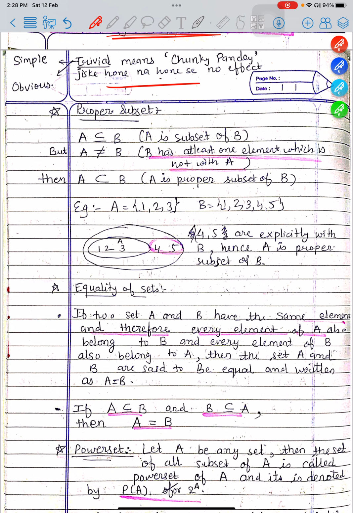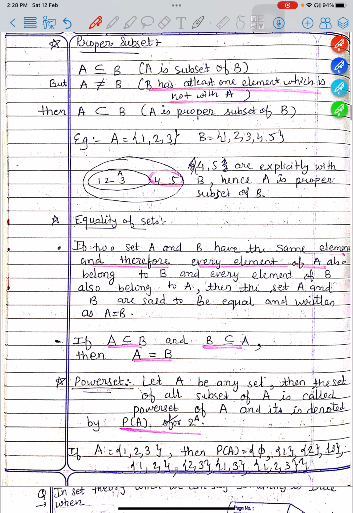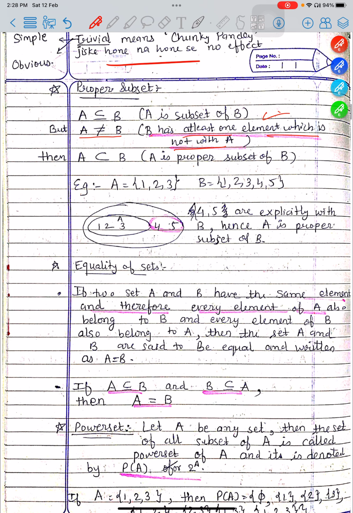We'll see this later. Proper set. So A is a subset of B, as it is written here, A is not equal to B, and B has at least one element which is not in A. Let us make an example.